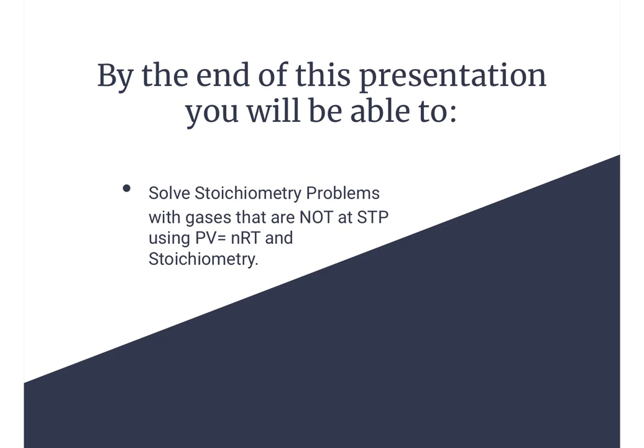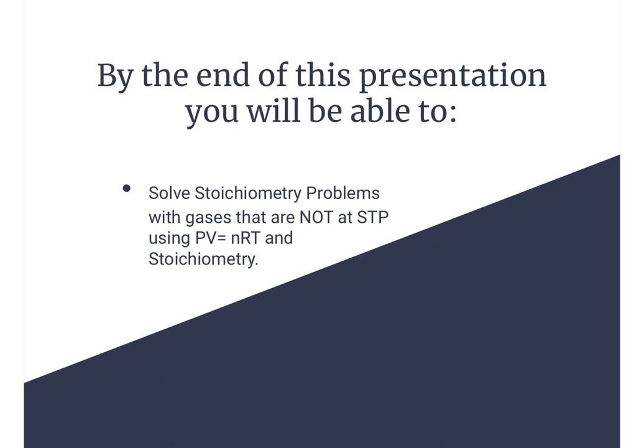Hi everyone. Today we're going to be talking about stoichiometry problems and how to use the ideal gas law when we are not at STP. So if we are not at standard temperature and pressure, we can't use that nice conversion factor, 22.4 liters in a mole. We instead have to do a little bit of extra work.